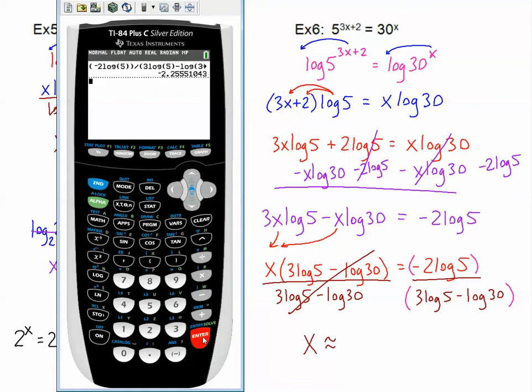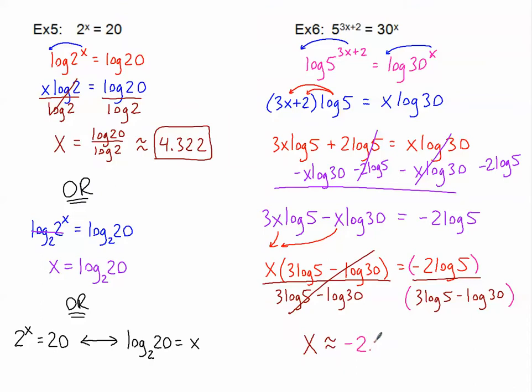Negative 2.256. Remember, if we're rounding to 3 decimal places, we go to the third decimal place, and if the number to the right of it is 5 or more, then that number goes up. So negative 2.256. And we've got our solution.